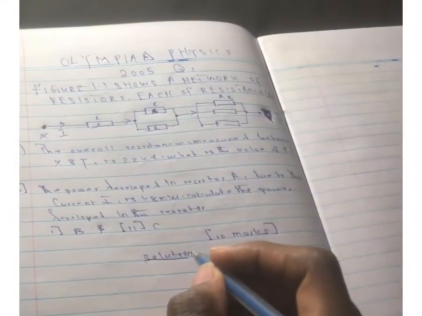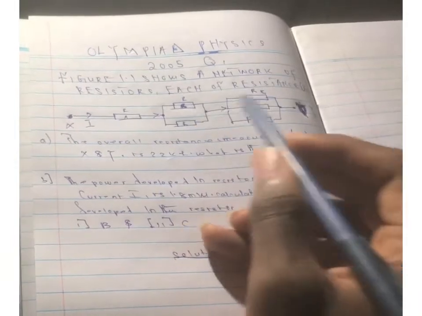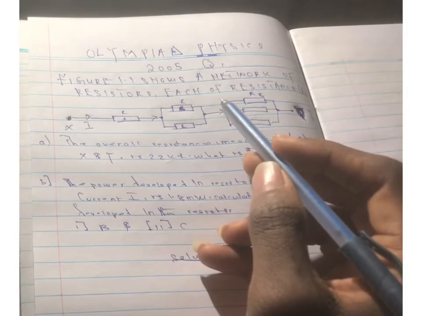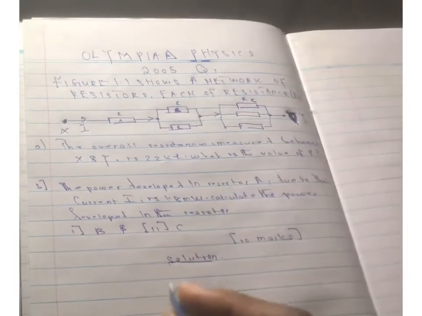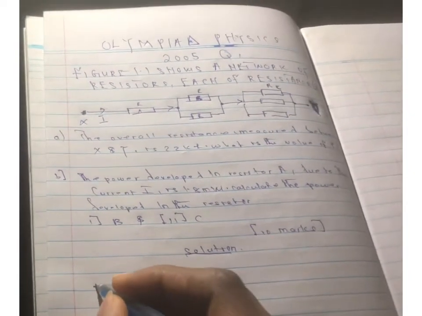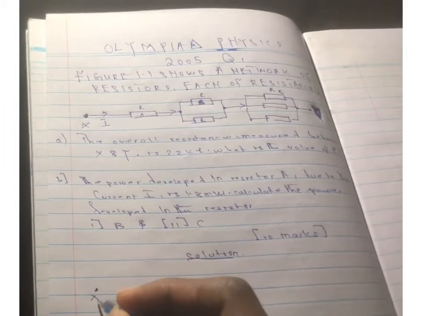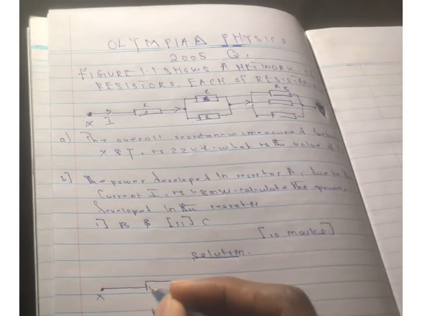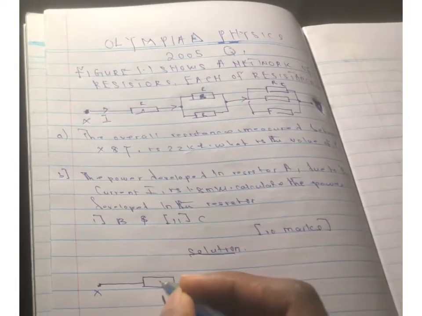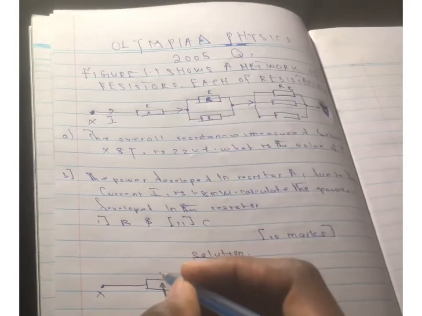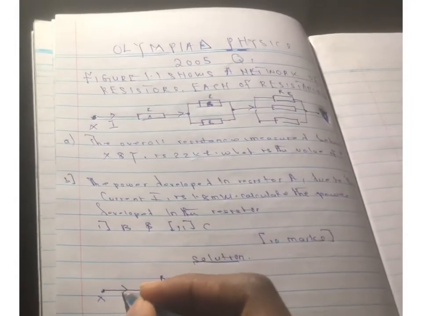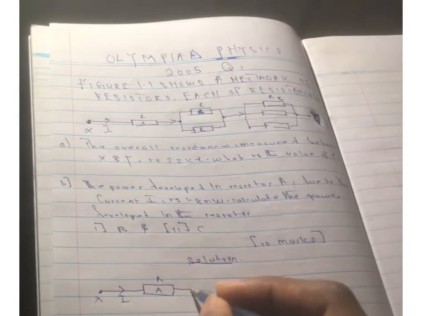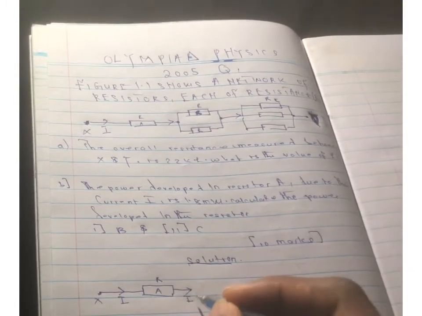So first of all, we have to redraw our network. X, then A with a resistance R and a current of I flowing into it. Then that same current flows out.